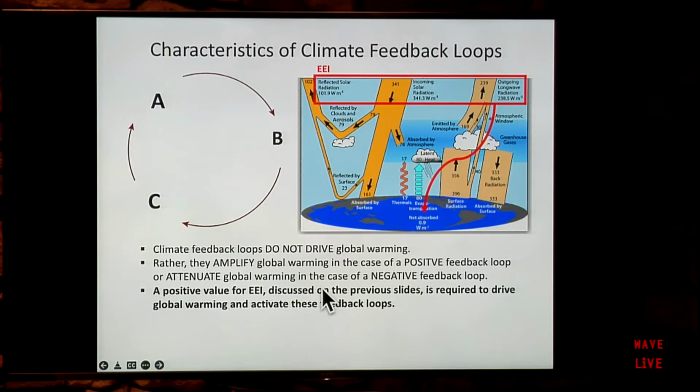And generally speaking, when you have a positive value of EEI, that's triggering some event A here, which then causes an increase in B, which causes an increase in C, which then feeds back and amplifies A. And so you end up going around this loop here, and it amplifies the warming. So there are a number of positive feedback loops or effects out there that are affecting climate, affecting global warming. But there are two that are particularly important, and the most important one is, in fact, the water vapor feedback loop. And it works like this.